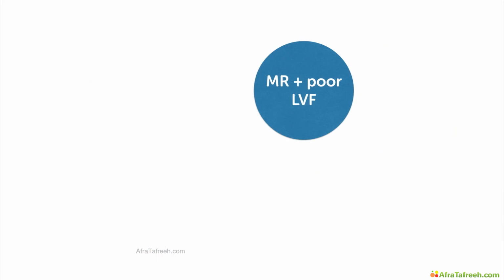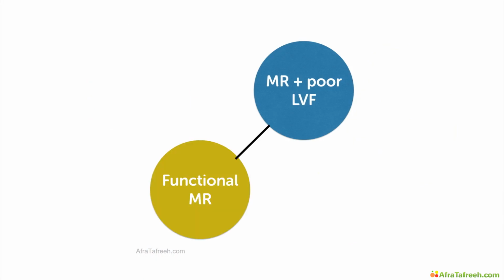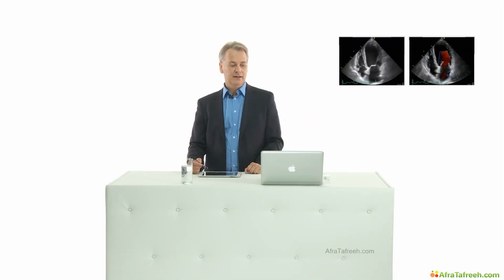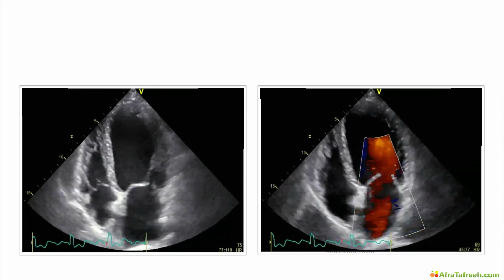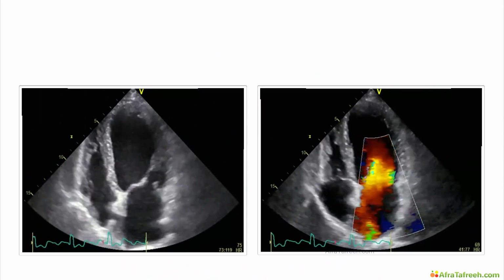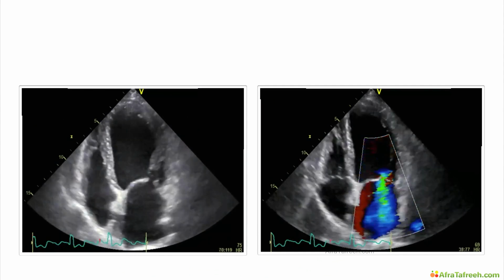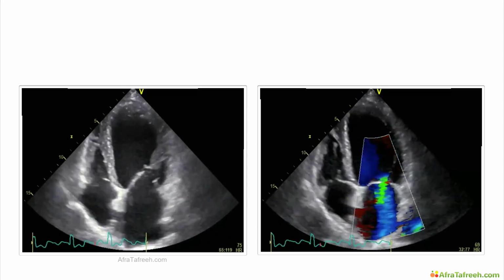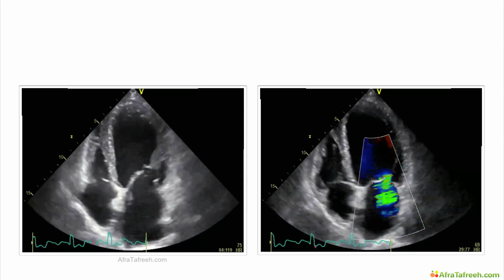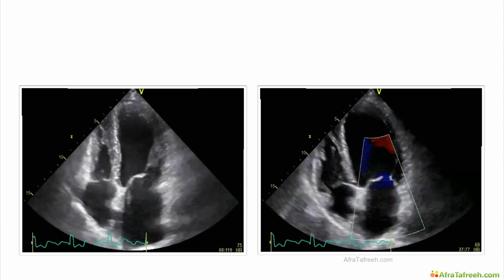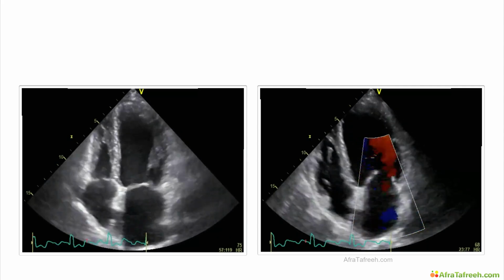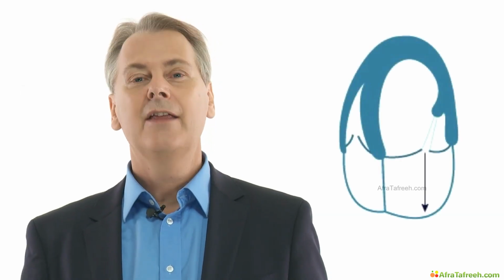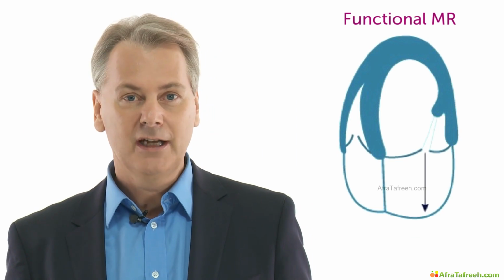To differentiate the two, we have to introduce the term of functional mitral regurgitation. Take a look at the following case. Left ventricular function definitely is not normal. The left ventricle is dilated and we have severe mitral regurgitation. Now, of course, this patient could have mitral regurgitation and therefore left ventricular function starts to deteriorate. But vice versa, there's a second possibility, namely that the dilatation of the left ventricle in essence causes mitral regurgitation. And that is what we call functional MR.